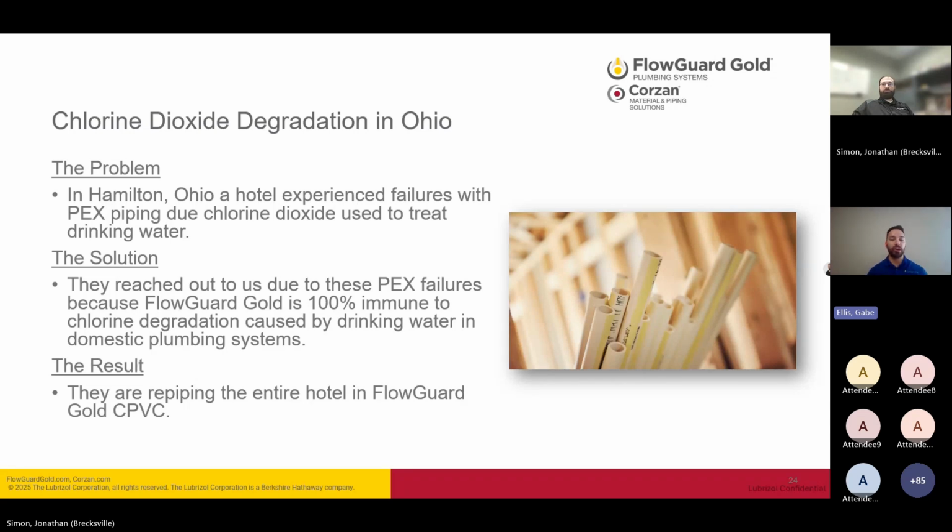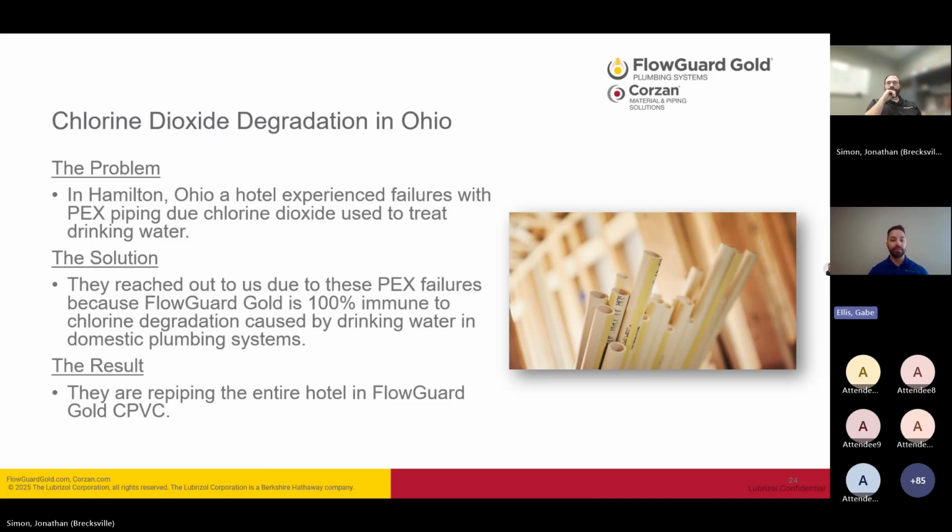So Jonathan even talked through that you can't control when your municipality transitions from chlorine to chlorine dioxide. And that's what brings us to this example. We had a hotel in Hamilton, Ohio experience failures with PEX piping due to the chlorine dioxide generator being installed at the municipal level used to treat drinking water.